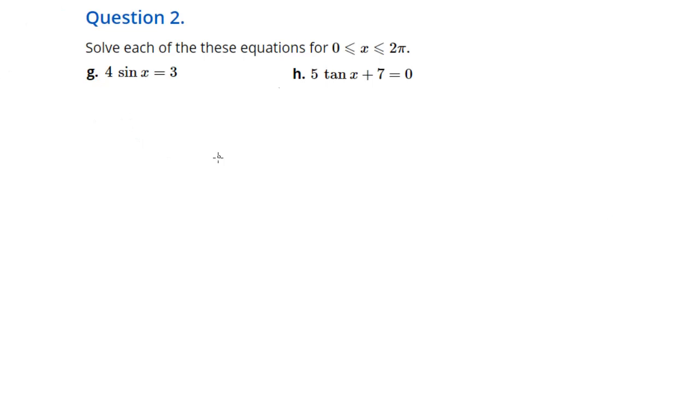All right, number 2, G and H. They want us to solve these. Now these answers have to be between 0 and 2 pi. So we're switching now, we're in radians, so we've got to make sure we change our calculator.